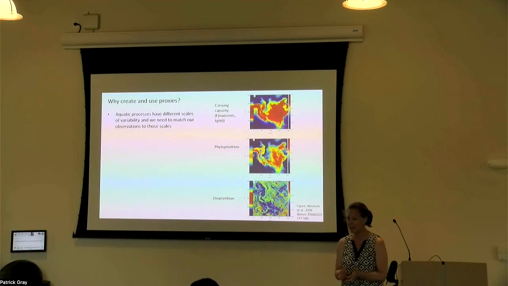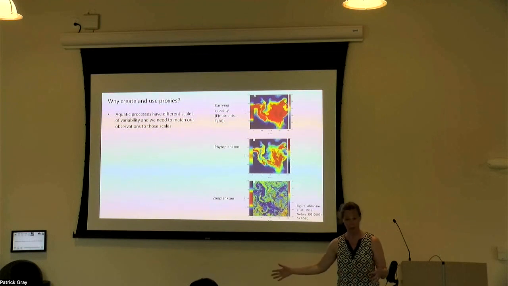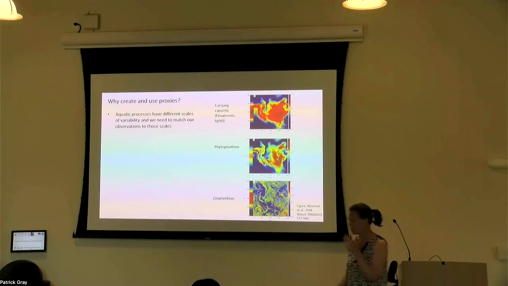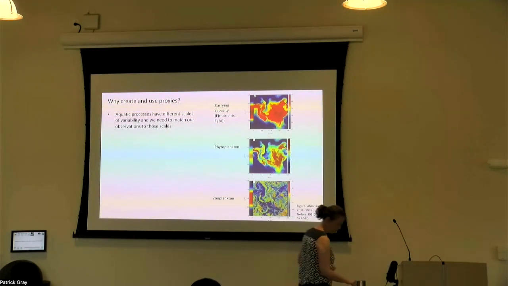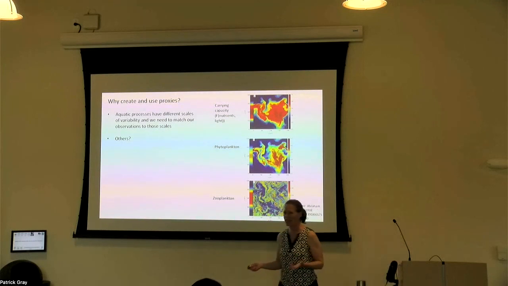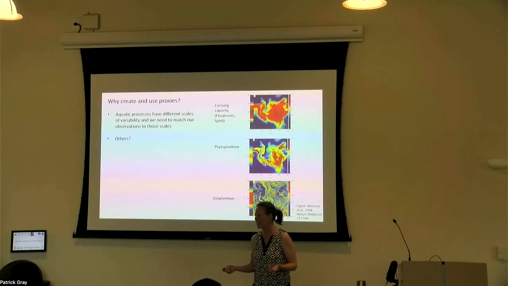If you're interested in things that are changing over a tidal cycle, you need measurements where you can realistically get samples over that tidal cycle to resolve that process. Are there other reasons that we'd want to create or use proxies besides just matching our observations to our processes and scale?